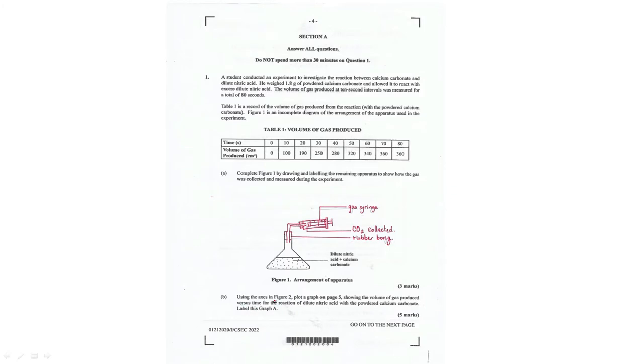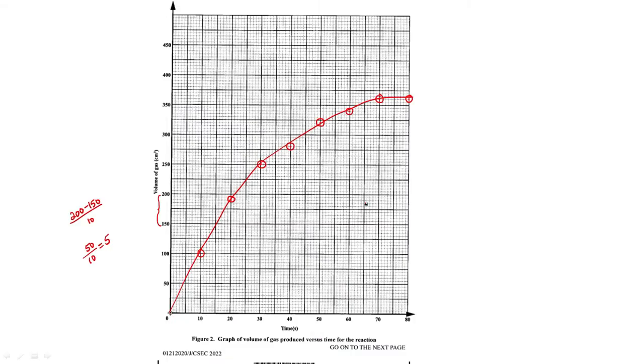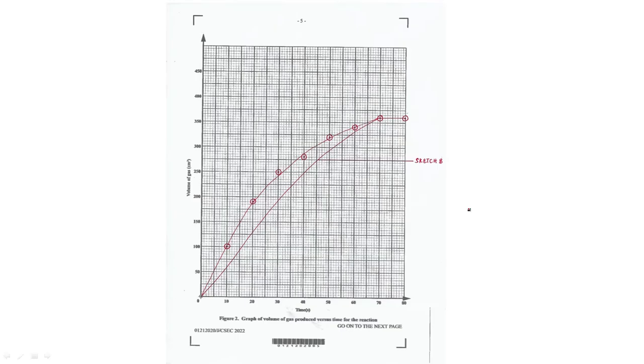They said, using the axis on figure 2, plot a graph on page 5 showing the volume of gas produced versus time for the reaction of dilute nitric acid with powdered calcium carbonate. Label this graph A. So don't forget to label it A. So this graph is labeled graph A. Okay, so that's the answer right there. So this is the answer that I have. Nice, looks just like what I plotted.